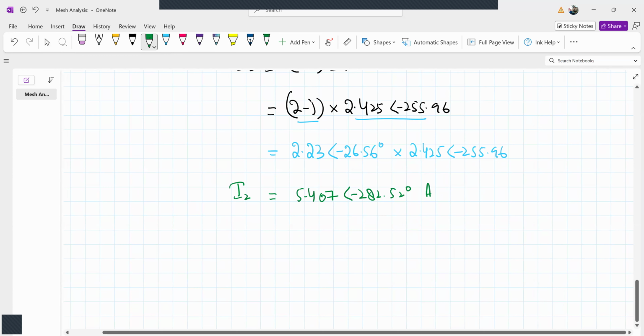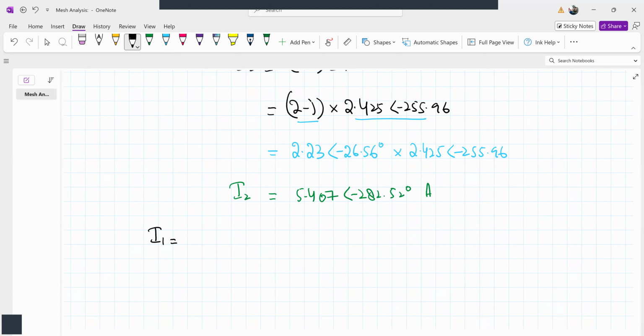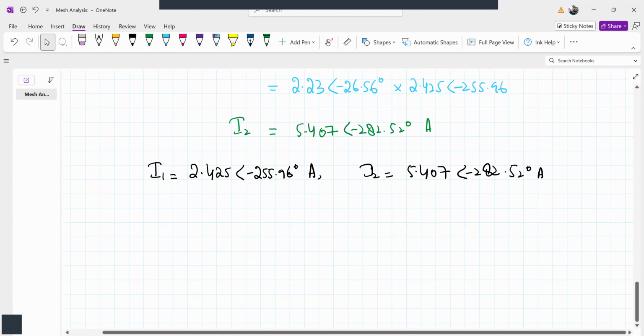So this is in ampere. So what is our I1? I1 is simply 2.425 at an angle of minus 255.96 degrees amperes, and I2 is 5.407 at an angle of minus 282.52 degrees. Okay, this is in phasor form.